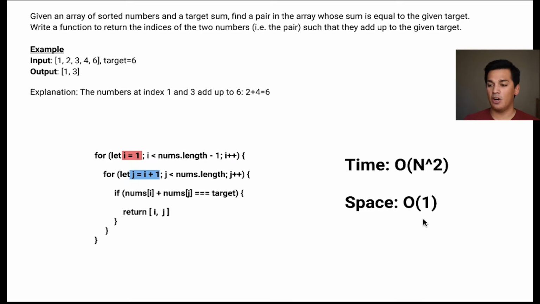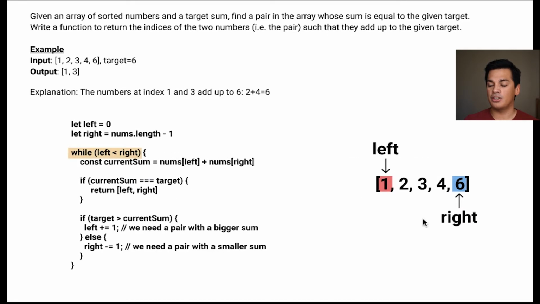Space-wise, we're okay, O of 1 constant, because we are not storing any new values or anything, so that is good. So now the question is, can we reduce time down to at least O of n linear time? Well, with two pointers, we can.